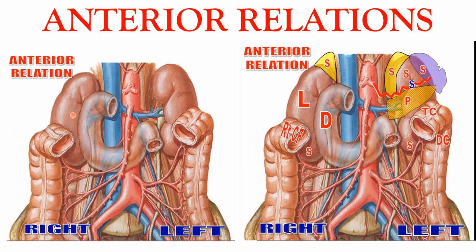Okay, for the right kidney, upper medial, we have the right suprarenal gland. Then when it comes to the hilum of the right kidney, we have the second part of the duodenum. Then in this area, we have the right lobe of the liver. This is the right colic flexure. This is also the small intestine, and then the ascending branch of the right colic artery.